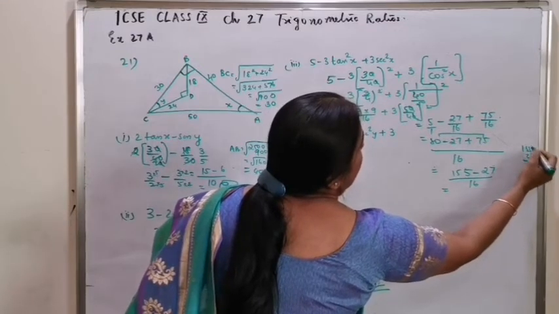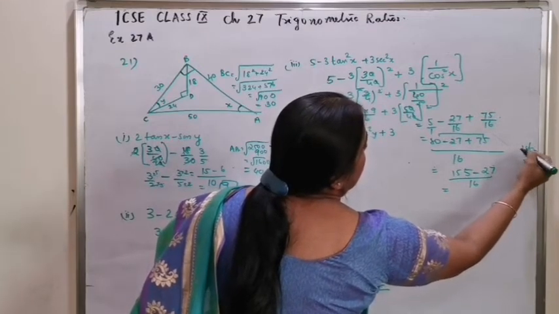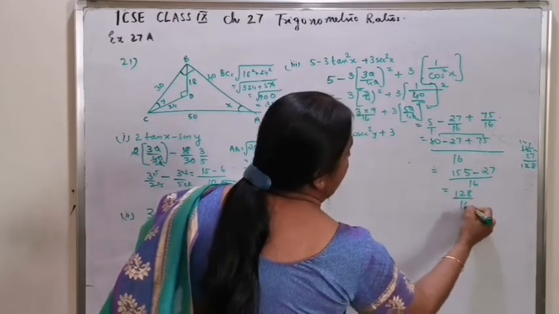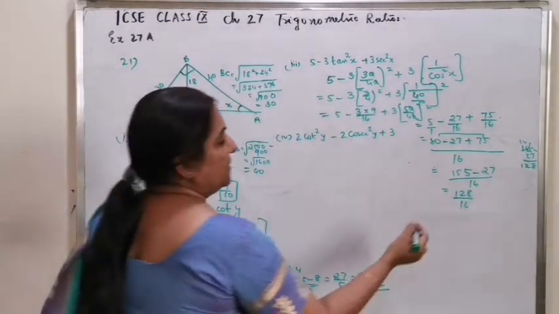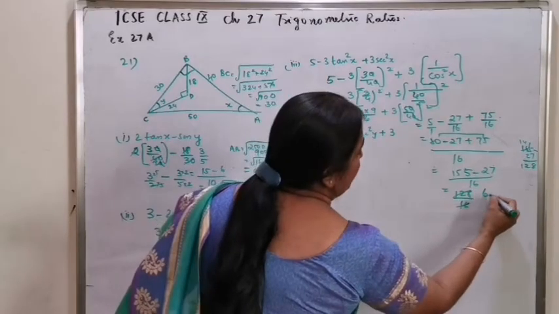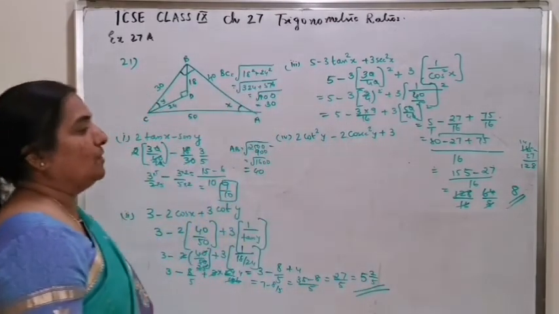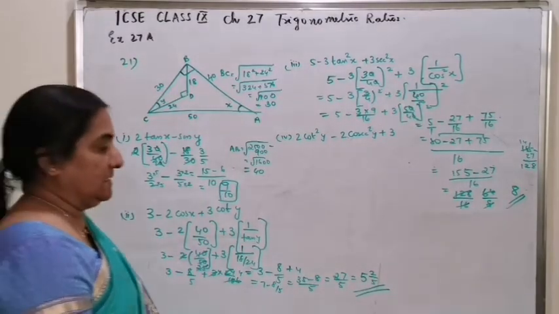155 minus 27 is 128 by 16. You can reduce with 2. 64 by 8, or 8 8s are 64. So the final answer is 8.